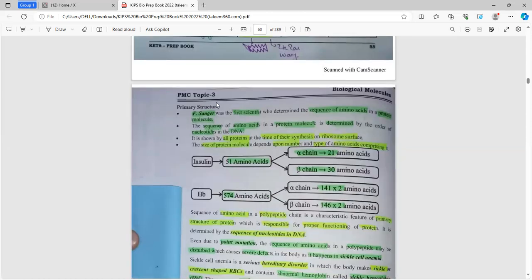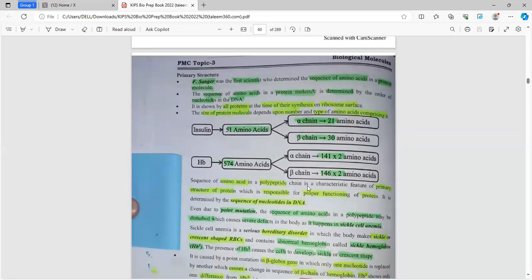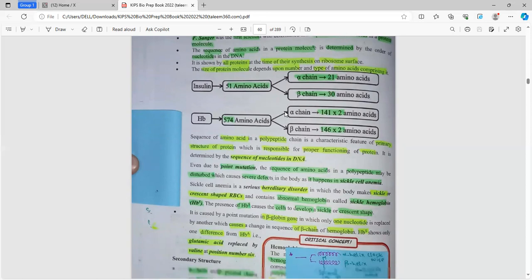Now, this is just the detail of what we discussed in the table above, that insulin contains 51 amino acids. You just need to know its individual composition as well: the alpha chain contains 21 and the beta chain contains 30 amino acids. All this numerical information is asked in the MDCAT examination. It contains a lot of rote learning.